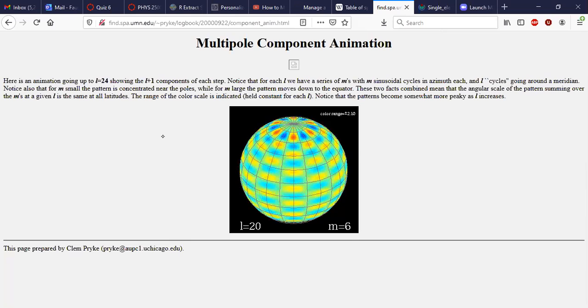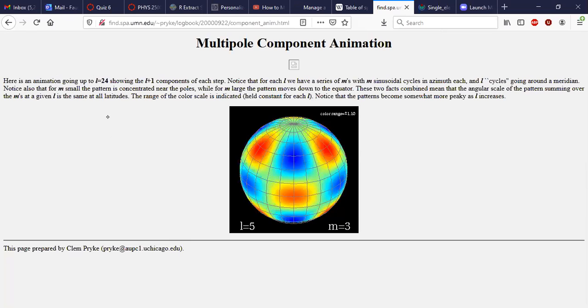And what you can see, in the same way that higher terms of a Fourier series are smaller and smaller wavelength, higher terms of the multipole expansion are smaller and smaller wavelength. Yeah, so this got all the way up to like 25 or something.